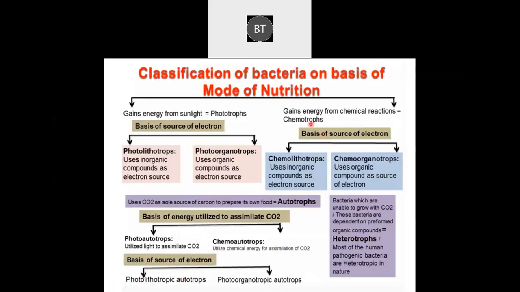Coming to the basis of electron, the chemotrophs can be classified as chemolithotrophs, which use inorganic compounds as electron source, and chemoorganotrophs, which use organic compounds as the source of electron. Bacteria which are unable to grow with carbon dioxide are dependent on preformed organic compounds, and these are called heterotrophs. So most of the human pathogenic bacteria are heterotrophs in nature.